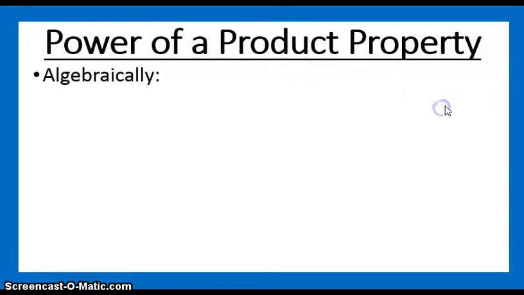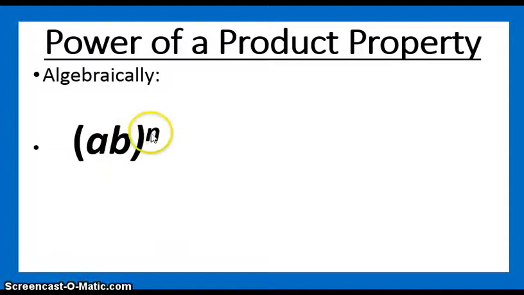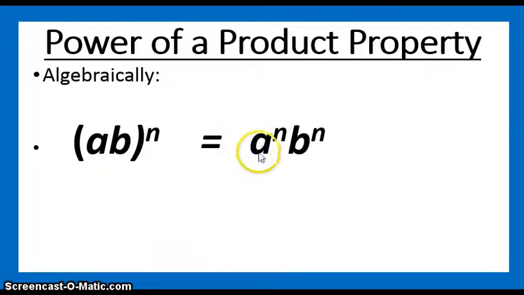Algebraically, this property is represented this way. If you have a number times another number and it's to a power, it'll always be equal to the first factor to the power times the second factor to the power.